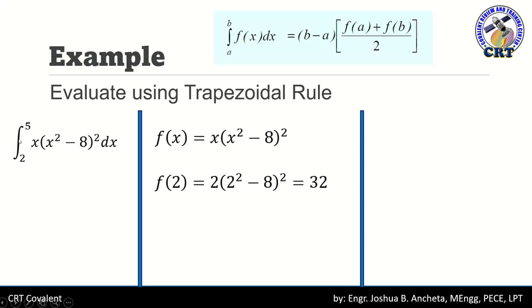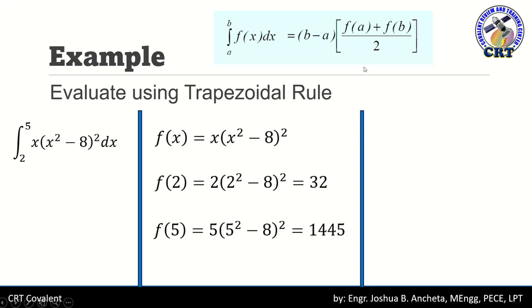Then next, using the upper limit, which is 5, let us solve for f(5). This is equivalent to 5 times the quantity (5 squared minus 8) raised to 2. Solving for this, we have 1,445.